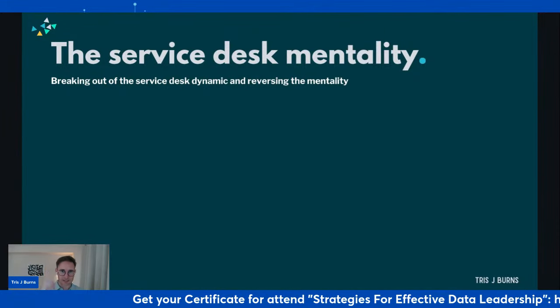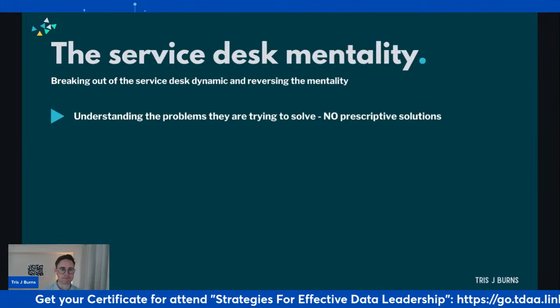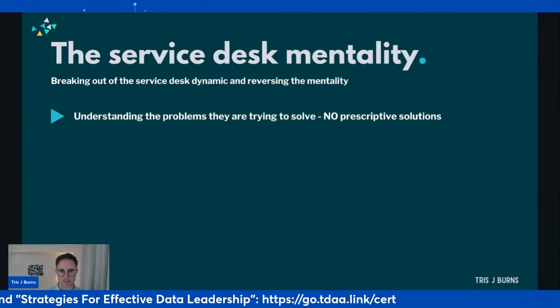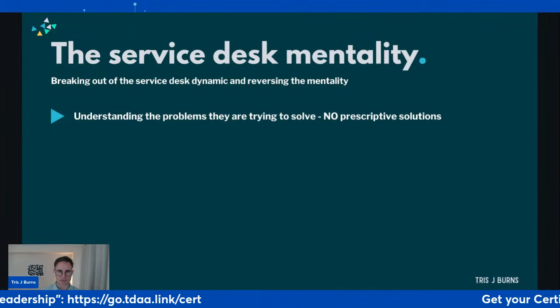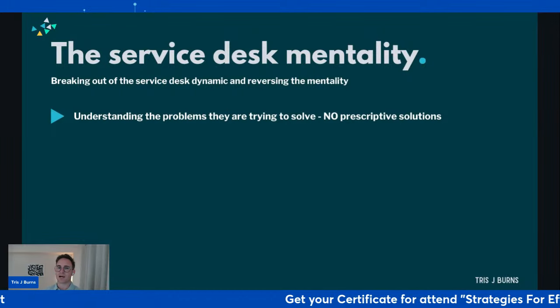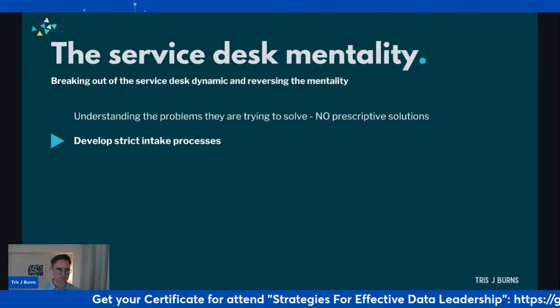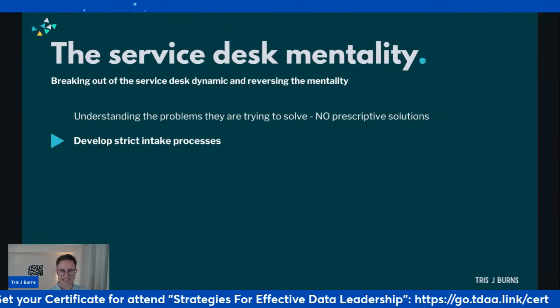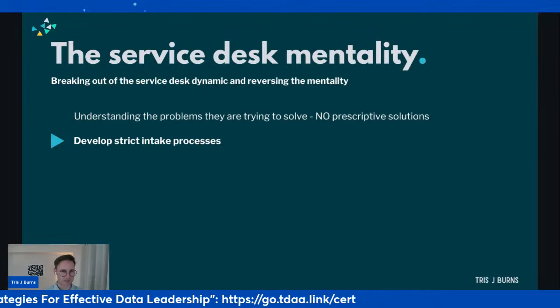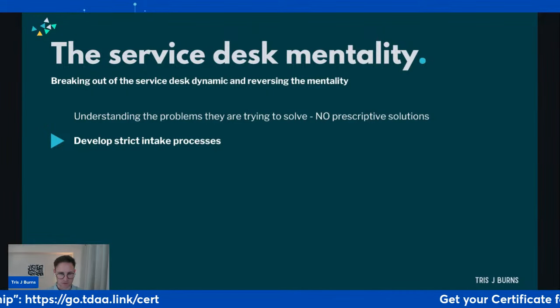Breaking out of the service desk dynamic and reversing the mentality. How do we do that? So first of all, we need to understand the problems that the people who come to us for help are trying to solve. We must say no to prescriptive solutions. They are not the data experts. We need to be asking questions to get to the true heart of what it is they're trying to solve for. We need to develop strict intake processes. Do not let them Slack you, email you, text you, throw them across the room in a crunched up piece of paper. You must have strict intake processes.